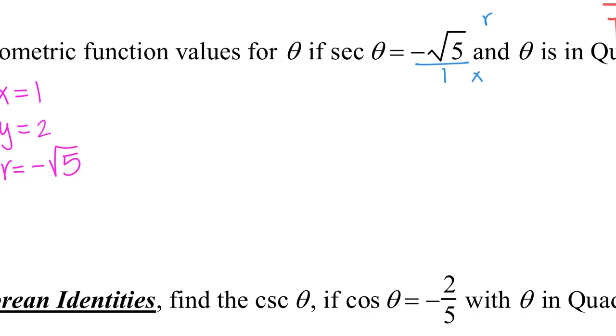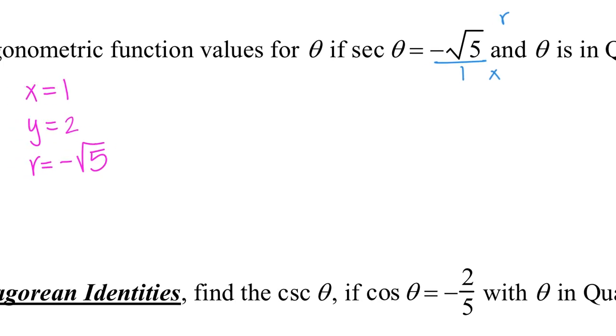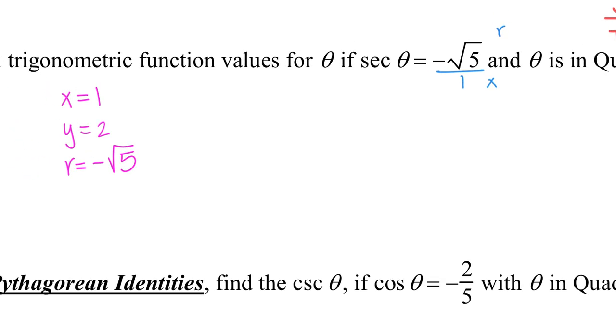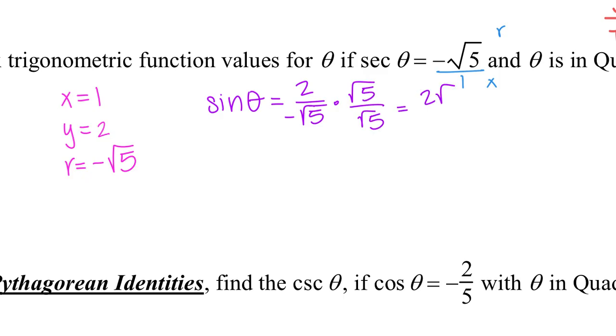Okay, for this one, pay attention to your signs in the end. So if I'm looking at this, just going ahead and writing them again, I have sine theta. Sine is y over r. Y is 2 over the square root of, or negative, 5. Okay, rationalizing this one, multiplying top and bottom by the square root of 5, I'm going to end up with 2 square root of 5 over 5.